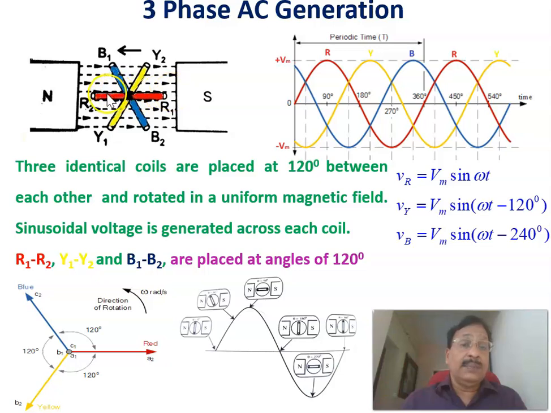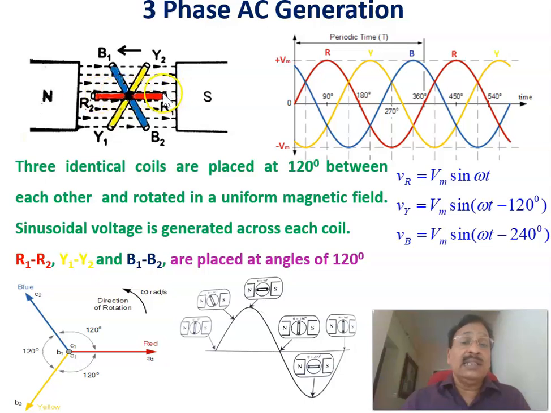Let us see the R phase here. When the R phase is rotated, the basic principle of operation is Faraday's law of electromagnetism. Faraday's law means that when a coil is rotating in a uniform magnetic field, a voltage will be induced in the coil, and the voltage induced is proportional to the rate of change of flux linkage.